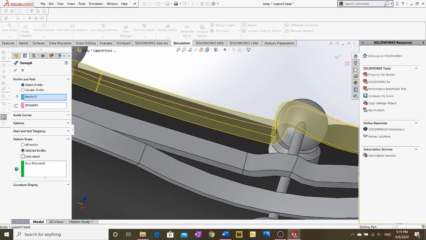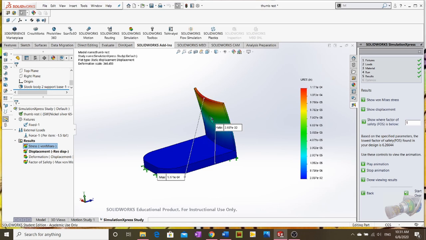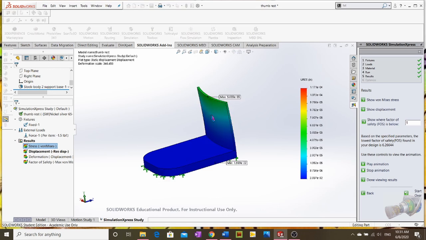to model them. The simulation is showing how the thumb rest supports the weight of the clarinet, which is about 1.5 pounds. The thumb rest is made out of nickel silver, an alloy of copper, nickel, and zinc.